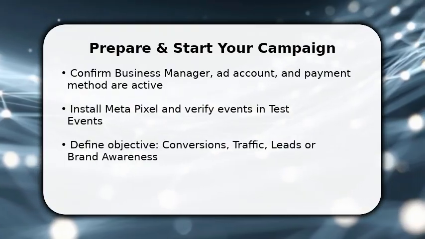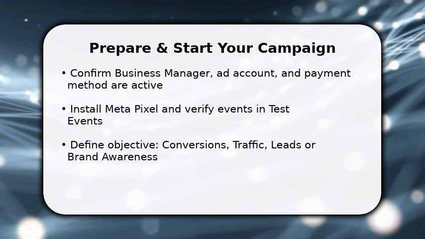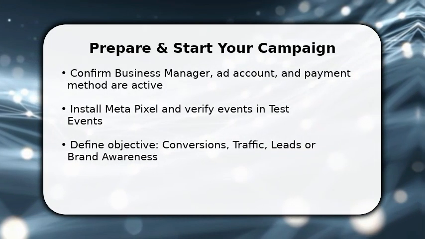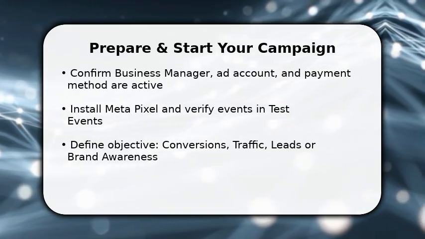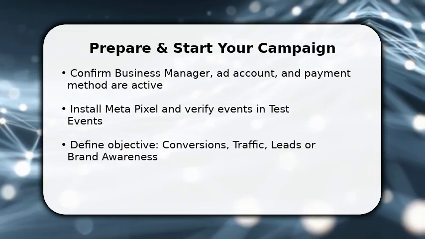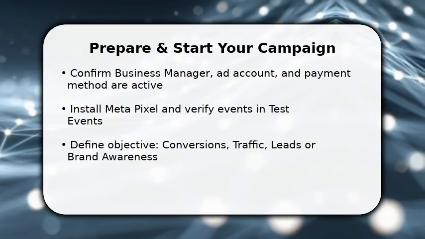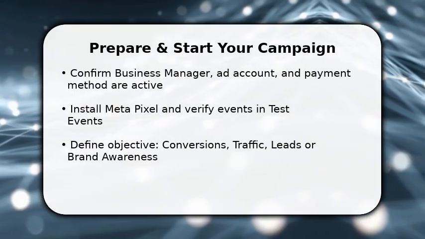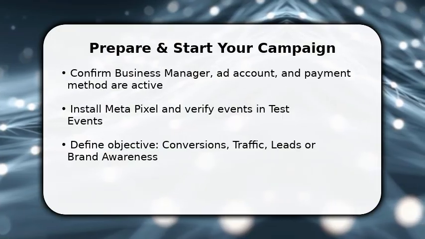You start by preparing what Facebook needs to optimize. Connect Business Manager, add an ad account, and attach a valid payment method so delivery won't pause. Once that's done, install the Meta Pixel on your site and verify key events in test events so you can measure outcomes. Next, choose a single clear objective: conversions, traffic, leads, or brand awareness, because Facebook optimizes differently for each.